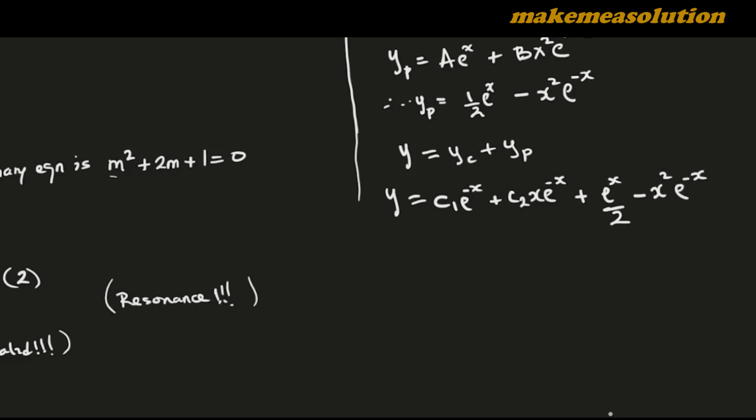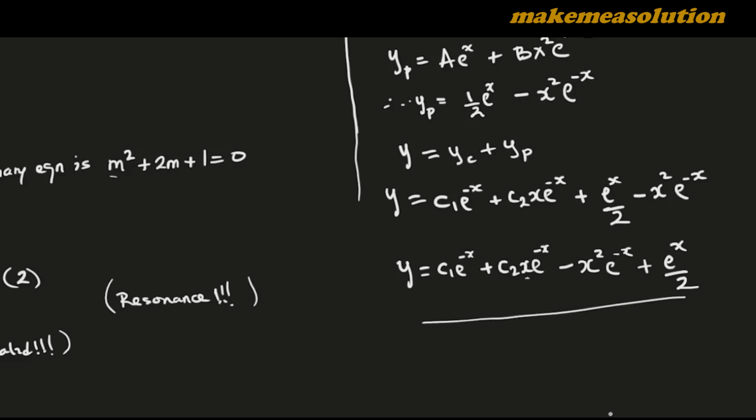Minus x. So another way of arranging it is, you can say y is equal to c1 exponential minus x plus c2x exponential minus x and minus x squared exponential minus x. I'm just trying to follow the polynomial in terms of x. We have x raised to the power 0, x raised to the power 1, x raised to the power 2, and I'll now put my exponential x over 2 over here. So this is where you stop for this particular problem. This is the general solution.